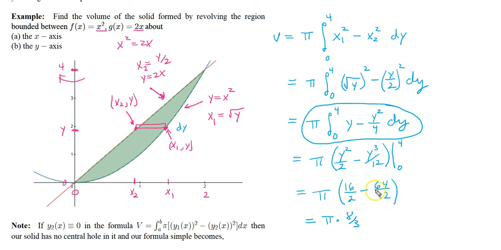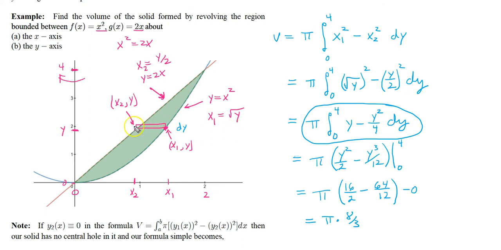And keep in mind this term right here we got by putting the 4 in for the y and then 0 in for y. So technically there's a minus 0 here, but I didn't write it because it's just 0. And so there you go. So that's another way of thinking how to do this problem.